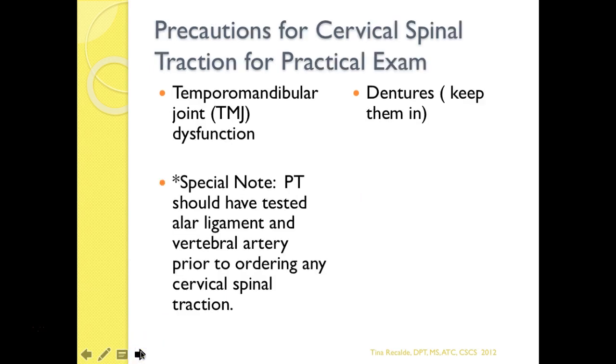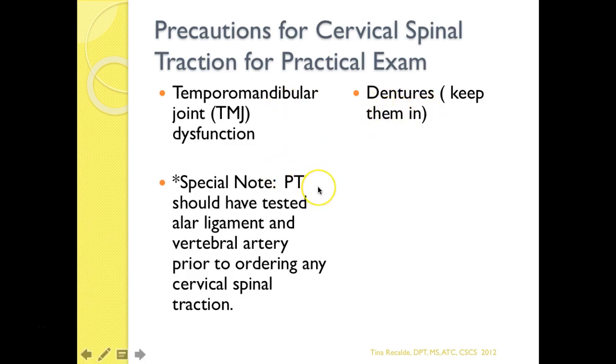Precautions for cervical spine traction for the practical exam would be any kind of temporomandibular joint dysfunction, along with dentures. So most cervical traction now uses an occipital halter versus one that used to go over the jaw and would cause issues with the temporomandibular joint, or if the person didn't have their dentures in, it increases that space in there and that can cause issues. So if someone has dentures, you just want to ask them if they have dentures and that they have them in, and then I would use the occipital halter in both these cases.